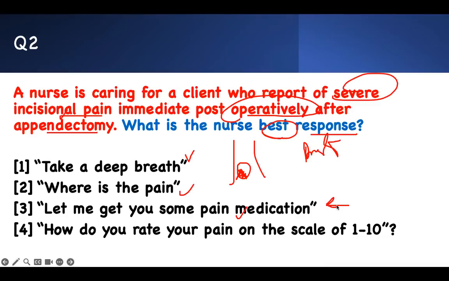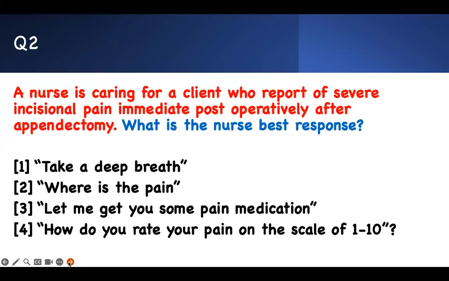You can't give medication without assessing the quality of their pain. Rate their pain and see how bad it is so that you can give them appropriate medication. If you need to give them IV medication, you give it. If you need to give them a narcotic, you give it. If you need to give them an NSAID, you give it. So, how do you rate your pain on a scale of 1 to 10? That is how you answer a question using concept.